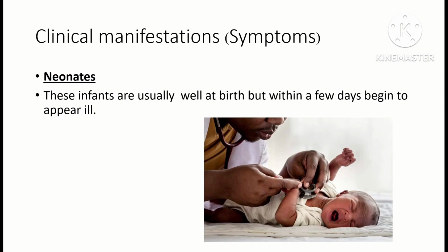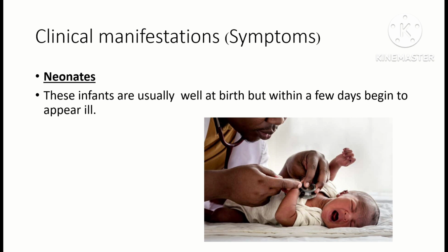Clinical manifestations, meaning the symptoms. In neonates, meningitis in newborn and premature infants is extremely difficult to diagnose. The infants are usually well at birth, but within a few days begin to appear ill. The vague and non-specific manifestations, which are characteristic of all neonatal sepsis, bear little resemblance to the findings in older children.